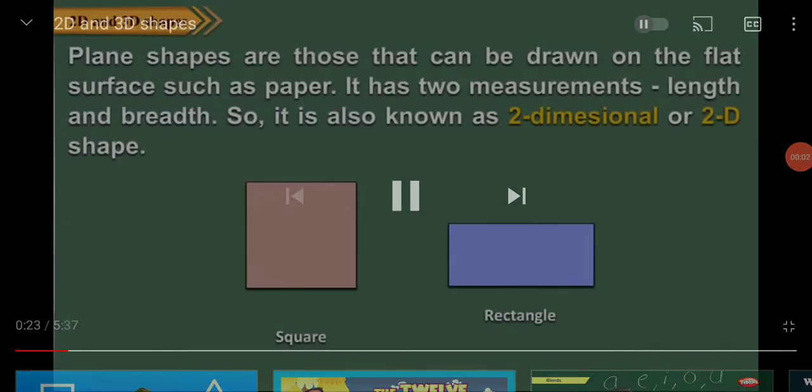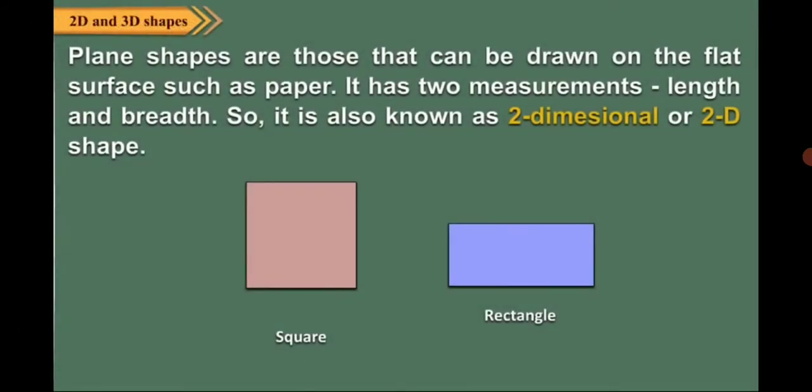Dear children, today we are going to learn about 2D and 3D shapes. Plane shapes are those that can be drawn on the flat surface such as paper. It has two measurements, length and breadth. So it is also known as two-dimensional or 2D shape.